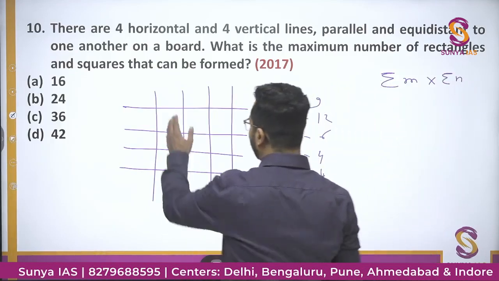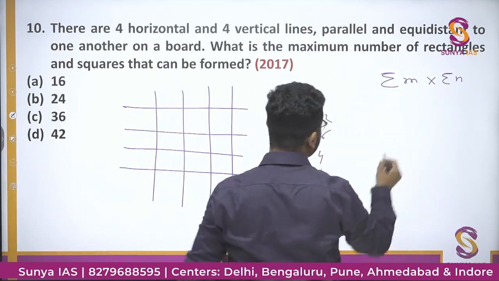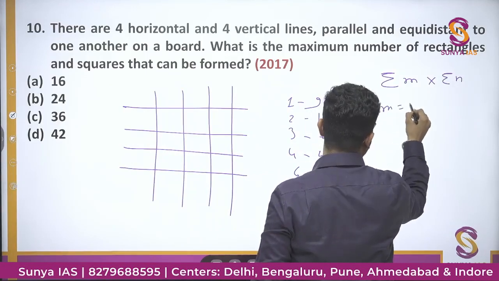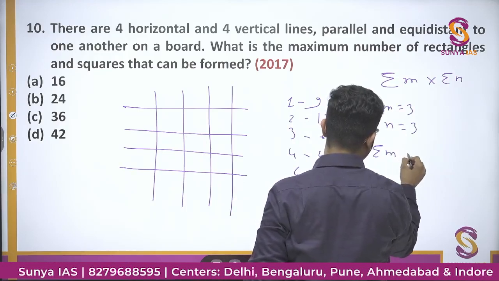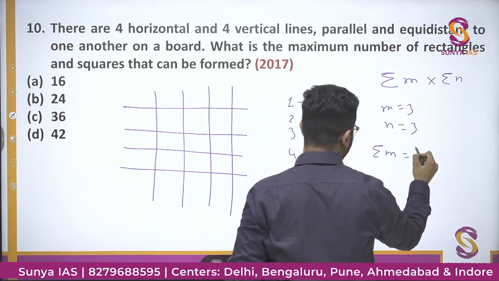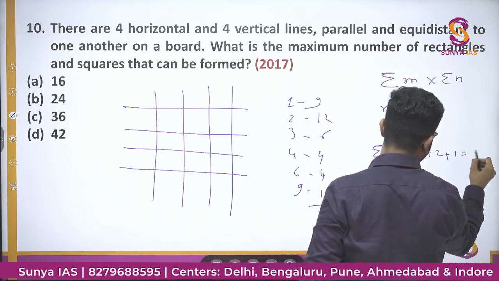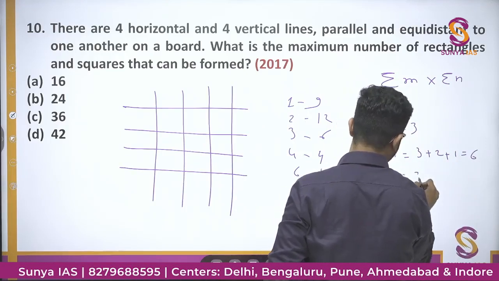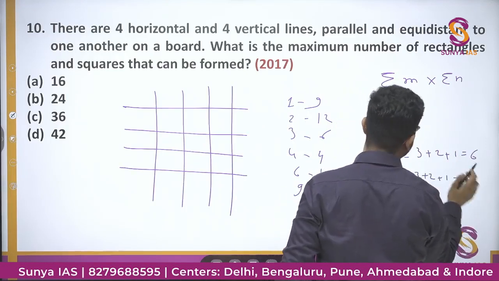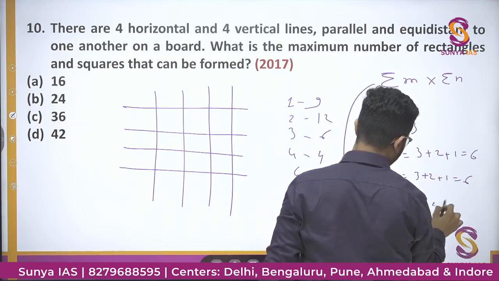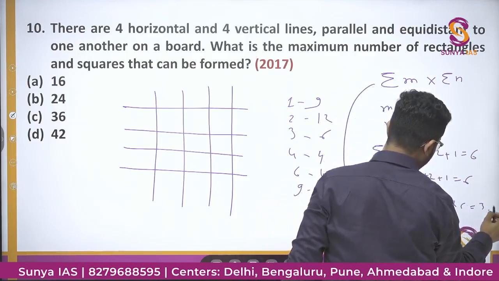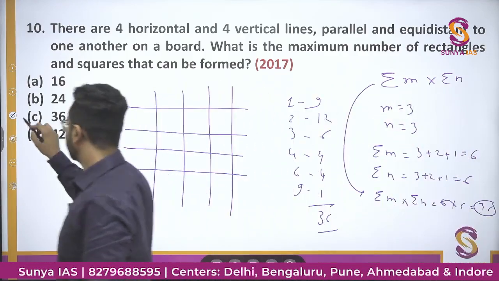M क्या है? Number of rows. There are 1, 2, 3. M is equal to 3 number of rows. N is equal to 1, 2, 3. Sigma m is equal to 3 plus 2 plus 1, that is 6. Sigma n is equal to 3 plus 2 plus 1, that is 6. So sigma m into sigma n is equal to 6 into 6 is equal to 36. 36 would be our correct option, that is option C.